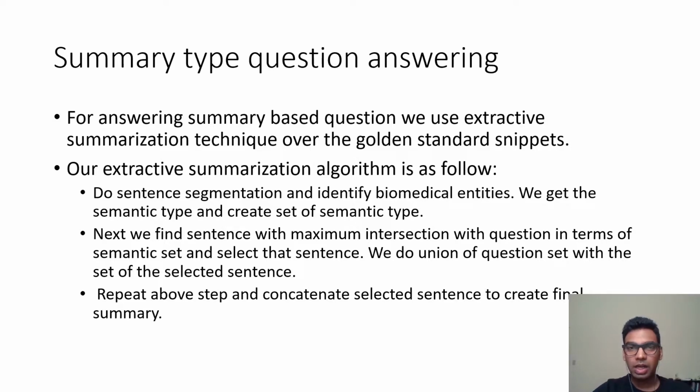For getting the ideal answer, we use extractive summarization to generate answers over the golden standard snippets. For every question, BioASQ provides us with a set of golden standard snippets that are extracted from PubMed documents. Each snippet is relevant to the question, and our task is to find the answer among these snippets and then create a natural language answer to the question.